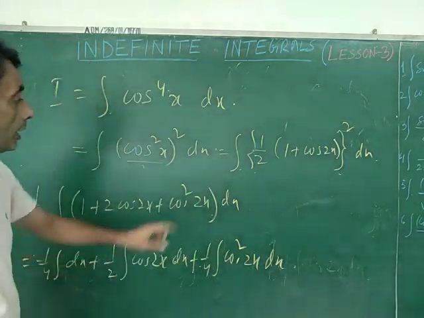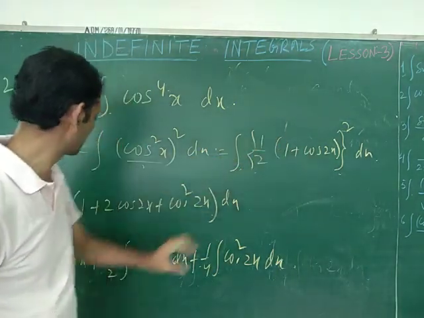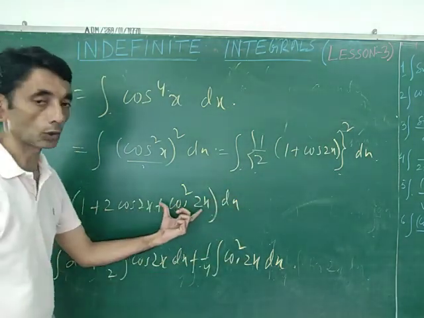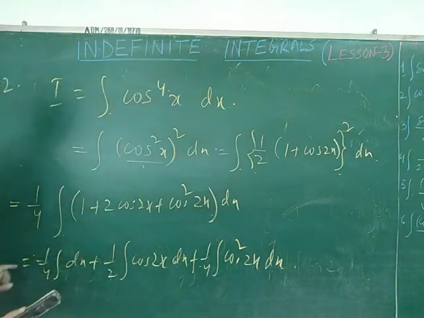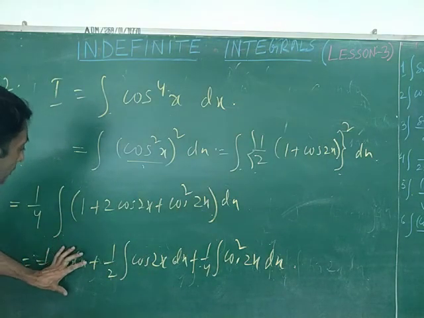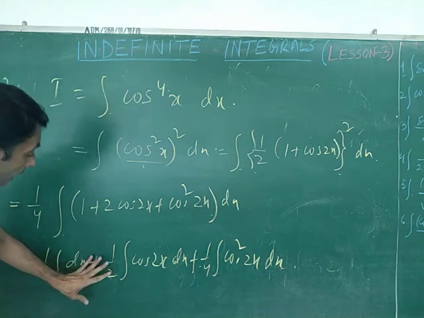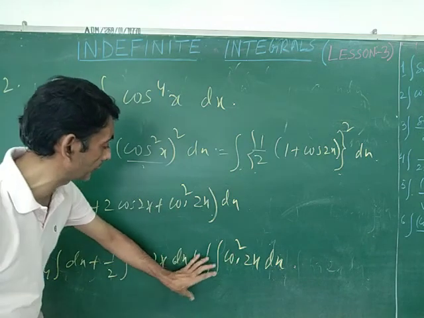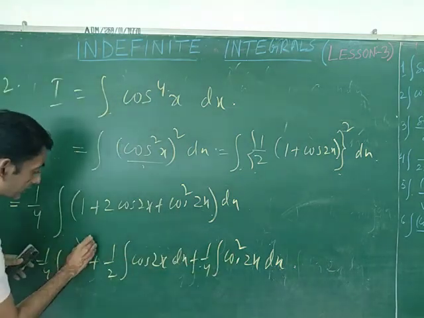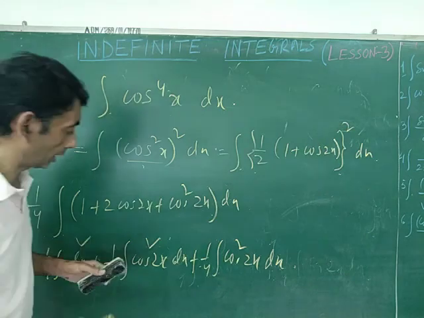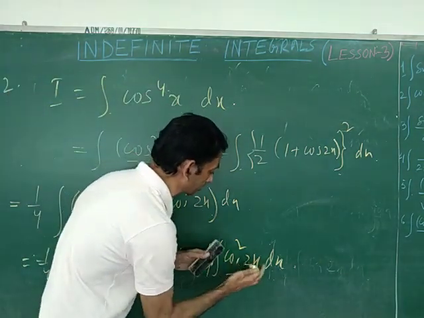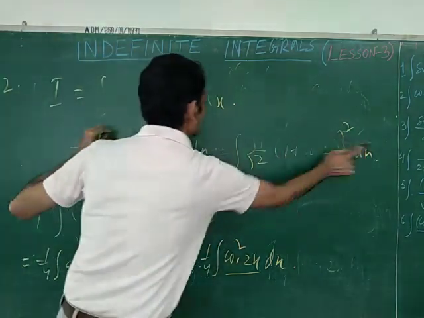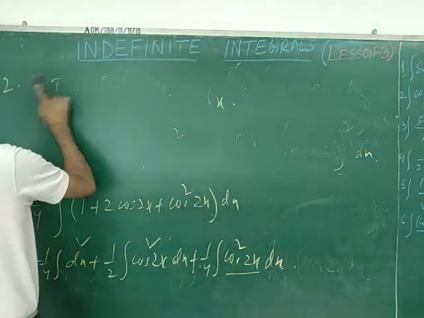Done? Okay, this is 1 by 2, and 1 by 2 square is 1 by 4, then the a plus b whole square formula: 1 plus 2 into cos twice x, cos square twice x dx. We are writing separately 1 by 4 integration of dx, then 2 into 1 by 4 is half integration of cos twice x dx, and this is multiplied by 1 by 4 integration of cos square twice x. So this is direct integration, this can also be integrated directly. The only thing is that this cos square twice x, again you have to convert to a linear form. That is the only important step for this question.